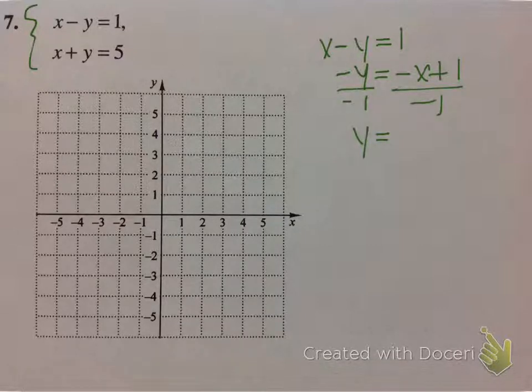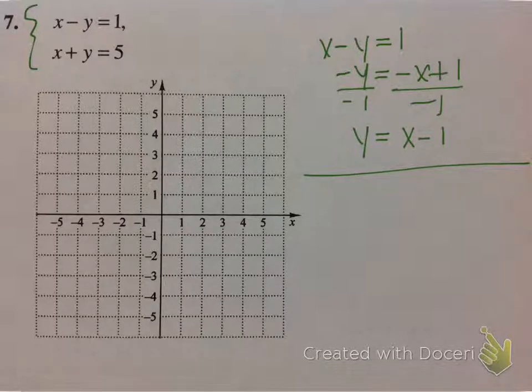You can graph any method. You can graph using point plotting, intercepts. I just like slope-intercept because I like to be able to put it into my calculator and check. -x over -1 is positive x. 1 divided by -1 is -1. So there's my first equation that I'm going to graph.